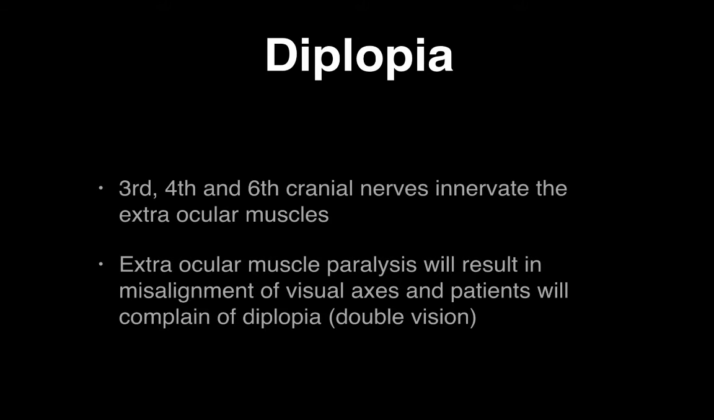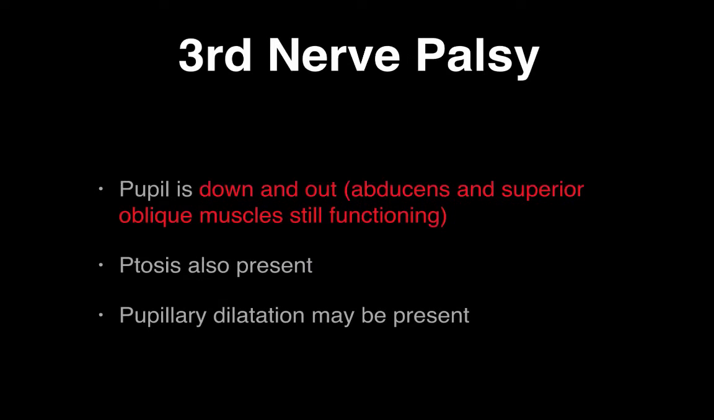In terms of patients presenting with diplopia, you have to remember that the 3rd, 4th, and 6th cranial nerves innervate the extraocular muscles. And extraocular muscle paralysis is going to result in misalignment of the visual axes, and these patients will complain of diplopia or double vision. This is pretty disabling for patients, so these patients will usually present right after the onset of the symptoms.